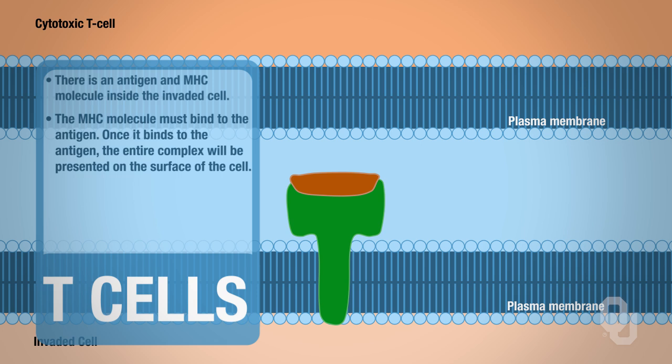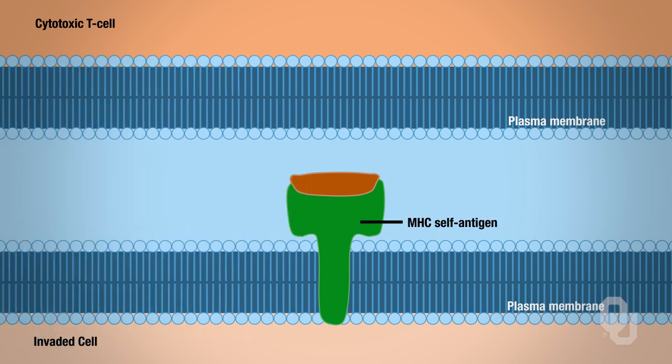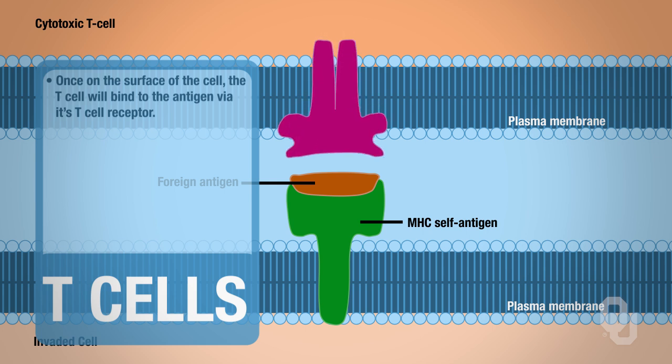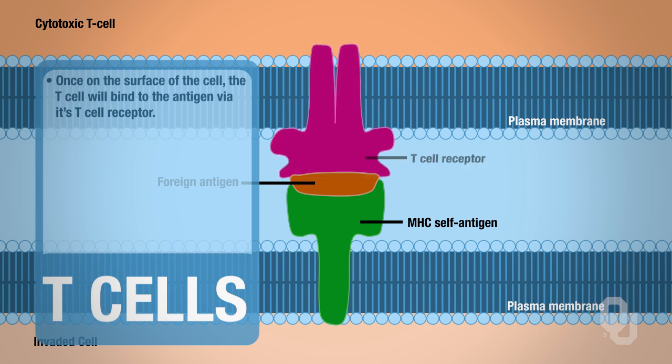So here now what you notice is that you have the MHC molecule, and then here's the foreign antigen. So this is the antigen that was inside of the cell, and now it's been brought to the surface of the cell. Once it's been brought to the surface of the cell, now the T cell will bind to the antigen via its T cell receptor. And then once that's done, something else will happen next that we'll talk about in a little bit. So this whole process right here is called antigen presentation.